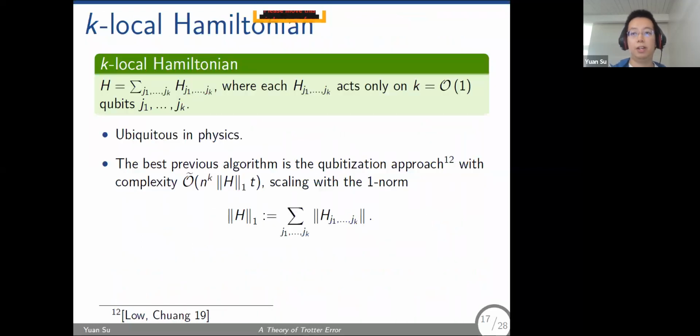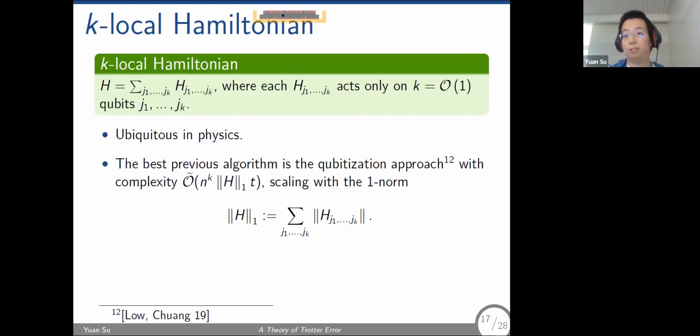Okay, so the third example is a simulation of k-local Hamiltonians. So in this case, you have a Hamiltonian, which is given as a linear combination of terms. And each term acts on k qubits, so k is constant. Well, this model is very common in physics, and people have been trying to understand how to use quantum computers to simulate this kind of Hamiltonians.